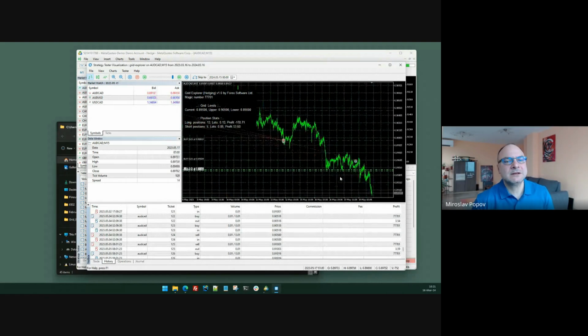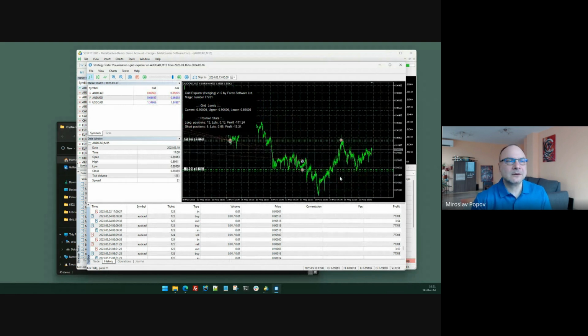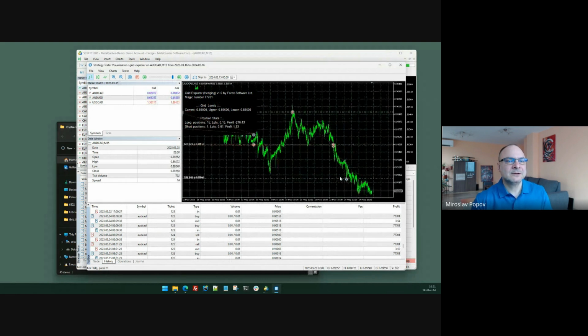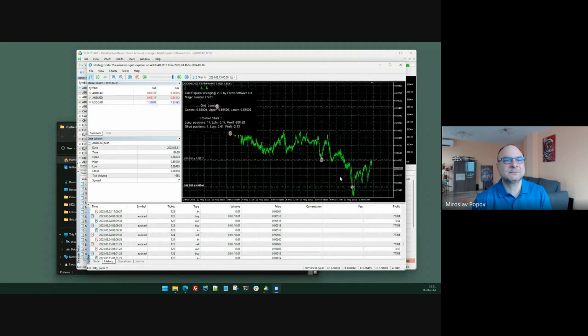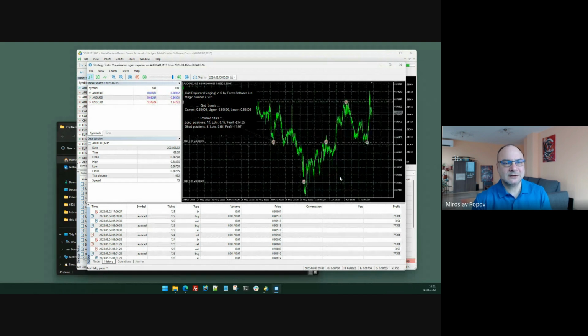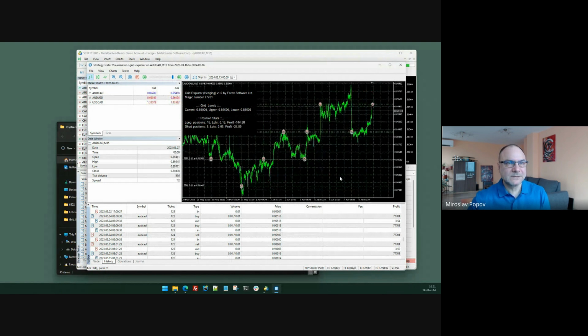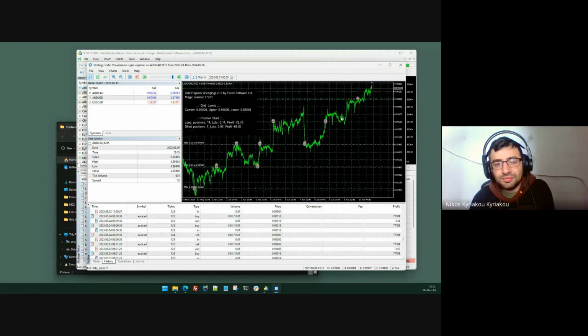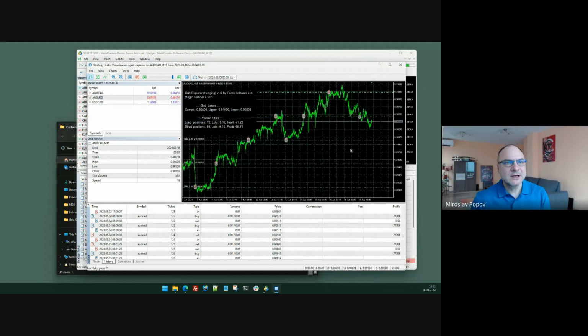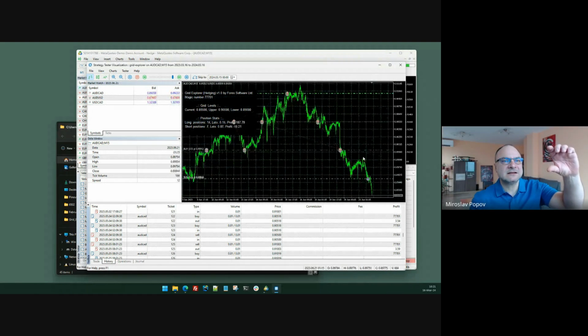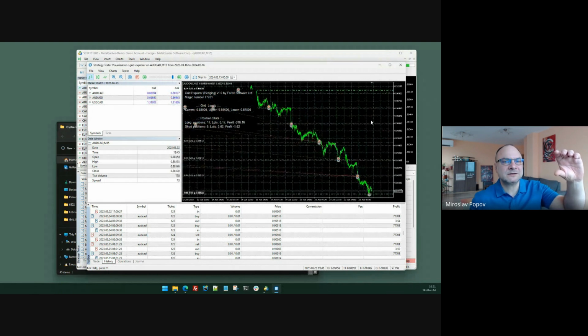Why do I use MetaTrader 5 and not MetaTrader 4? The simplest reason is that MetaTrader 5 now tests on real spread. MetaTrader 4 cannot test on real spread. And for this system, the spread is very important. Because our grid size, the distance between the levels, is always fixed.